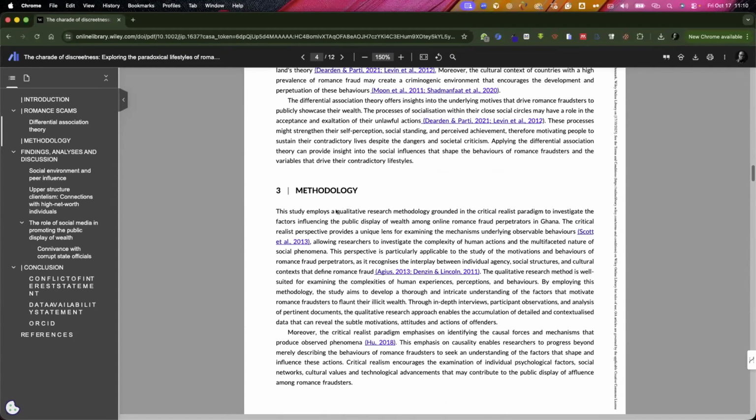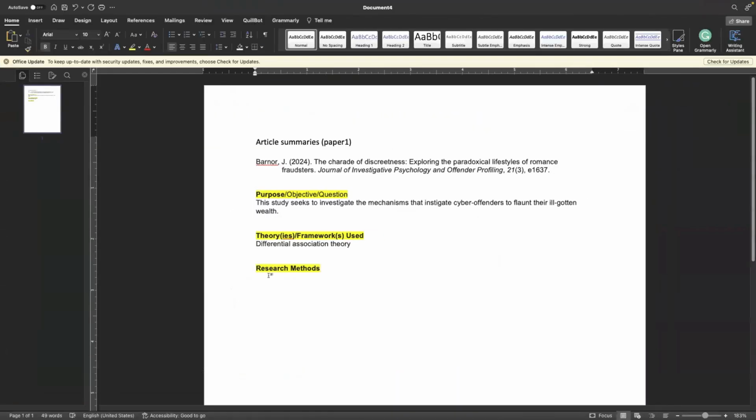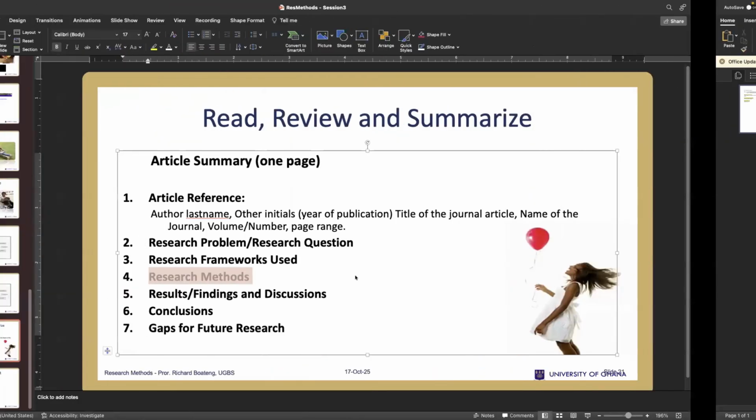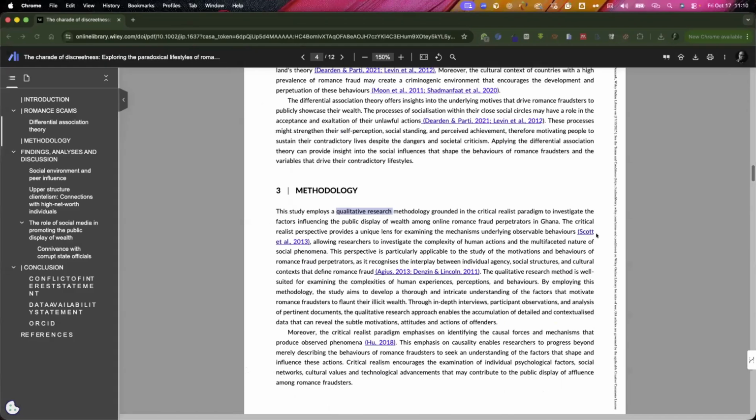And so the methodology used is qualitative research methodology. We will note it, and then we'll come back and beef it up. Okay. So, grounded in the critical realism, to investigate the factors influencing. So I repeated the purpose here. Okay. So don't keep repeating the purpose when you are writing.